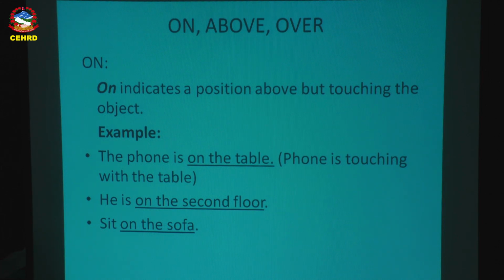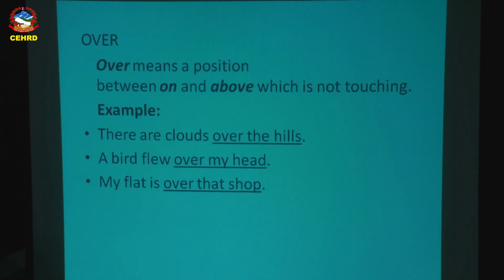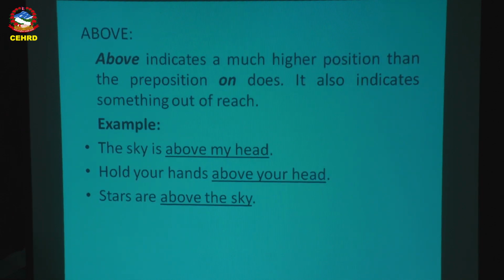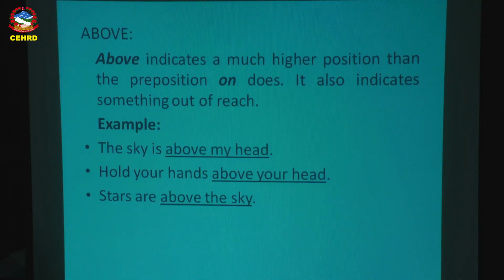And on is used before some machinery things, like on the phone, on the radio, if it is a machine or instruments like that. On the phone, on the television, on the radio we use on, and if touching with the surface we use on. And so there is above also. Above means to a higher position, much higher than the preposition on does. On is touching, above is without touching, but to a higher position, right?